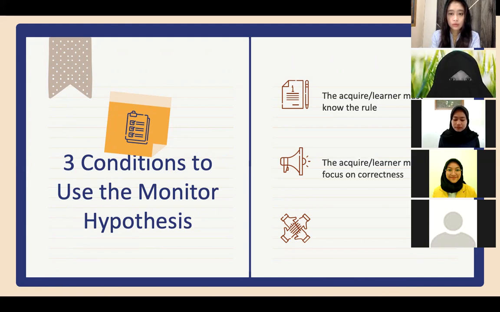The second one is the acquirer or learner must focus on correctness. So he or she must be thinking about form, and it's difficult to focus on meaning and form at the same time. The third one is the acquirer or learner must have time to use the monitor. Using the monitor requires the speaker to slow down and focus on form.